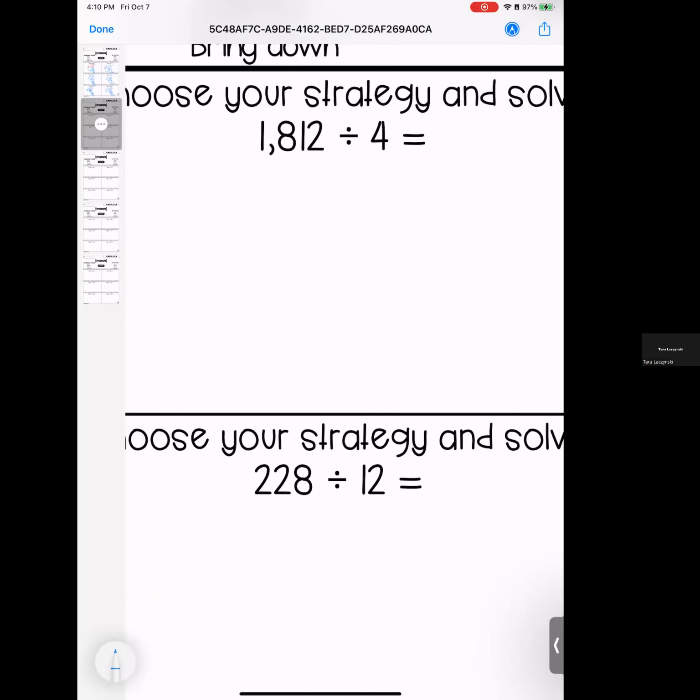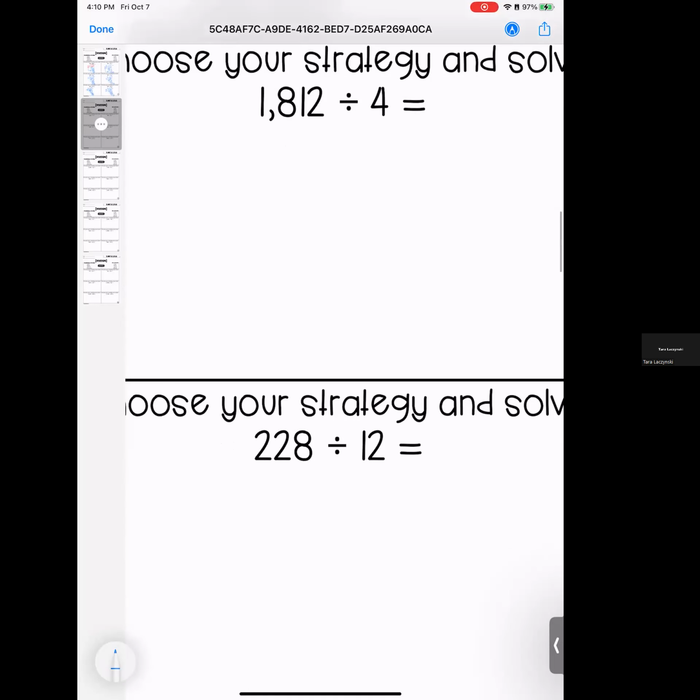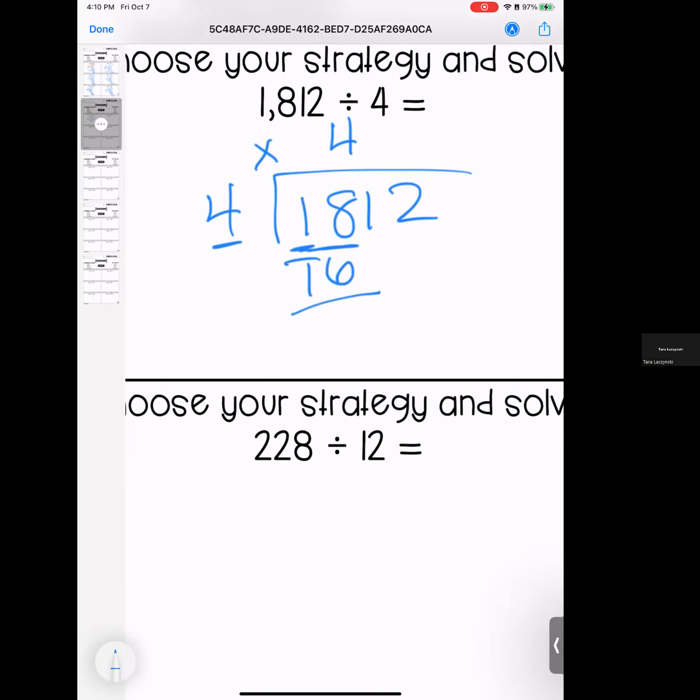This one only has a one-digit divisor. Gave you a little bit of a brain break on this one. 4 still goes outside. 4 does not go into 1, but it does go into 18 4 times. 4 times 4 is 16. 18 take away 16 is 2.